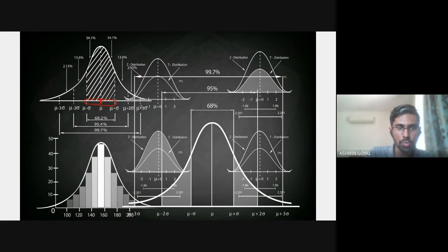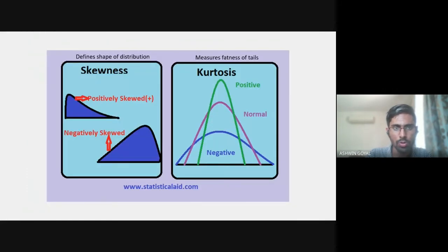Similarly, within 2 sigma from the mean, median, mode, from the central value, 95% of the data will be distributed. And within 3 sigma, we will be able to see 99% of the data. That is an important characteristic. And it is shown here as well, right? Normal distribution. Now we can move to understanding skewness and kurtosis.